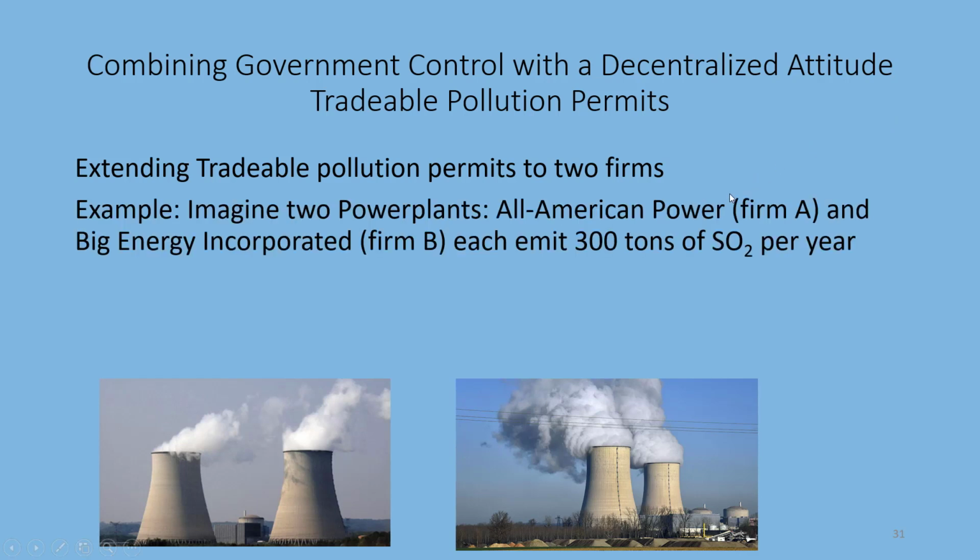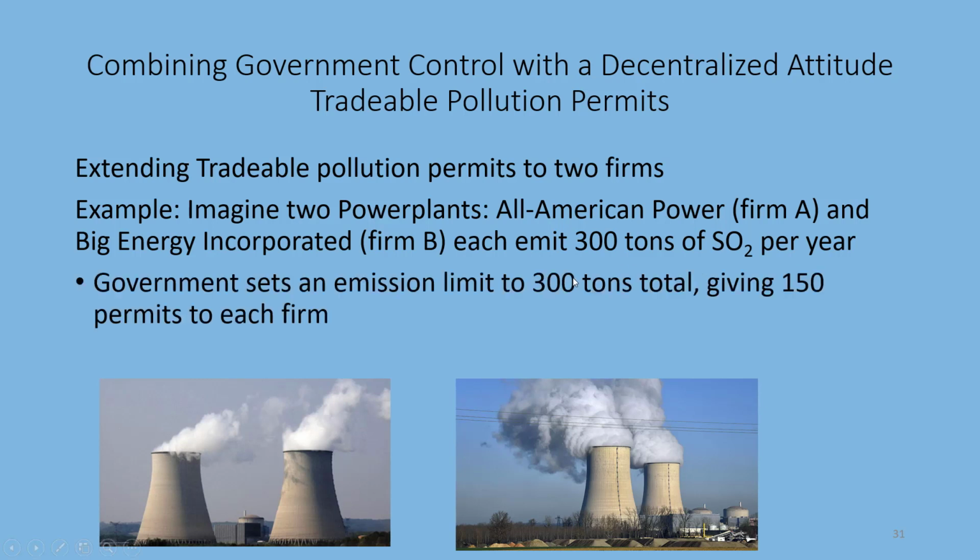So with that in mind, I want you to imagine, again, two big power plants. We'll call them, once again, All American Power, or Firm A, and Big Energy Incorporated, or Firm B. Let's say that if left up to their own devices, each of these plants emits 300 tons of sulfur dioxide per year. Right, so 300 tons of pollution is being emitted. Now the government's going to set an emission limit of 300 tons total across the entire industry. There are two firms in the industry. They each prefer to pollute 300 tons individually, which is 600 tons total. But the government says that's too much.